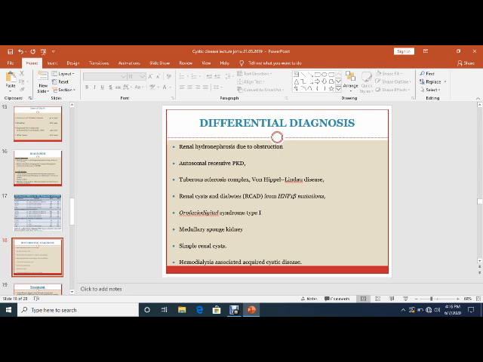After that, differential diagnosis of polycystic kidney disease. Obviously, in case of polycystic kidney, enlargement of the kidney takes place. So we should think of the common causes of the enlarged kidney. One is renal hydronephrosis due to obstruction, whatever the cause of obstruction, either stone, mass that causes obstruction, malignancy, or compressions. Then autosomal recessive PKD, tuberous sclerosis, renal cyst and diabetes. Then medullary sponge kidney, simple renal cyst, and hemodialysis associated acquired cyst.